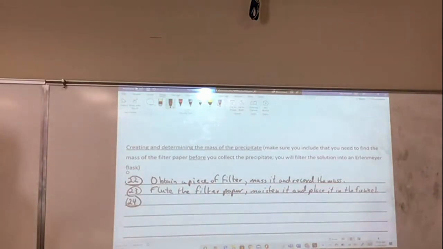Or we could just use the name of the solution, right? So pour the, which it sounds like some other people are suggesting, pour the lead acetate solution into the potassium iodide solution. So pour the lead acetate solution into the sodium iodide solution.